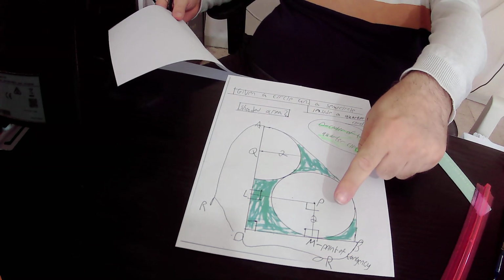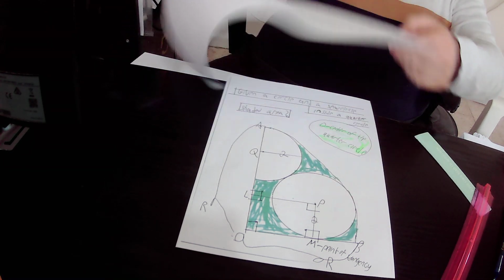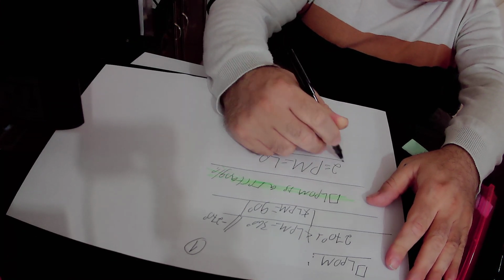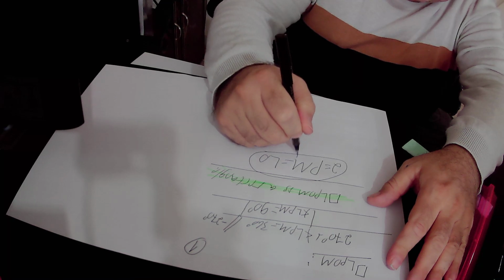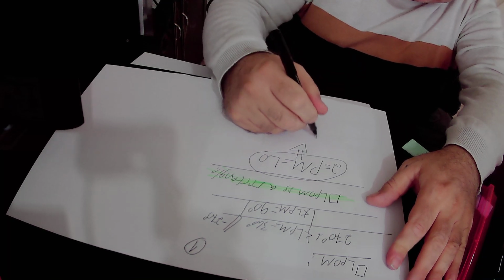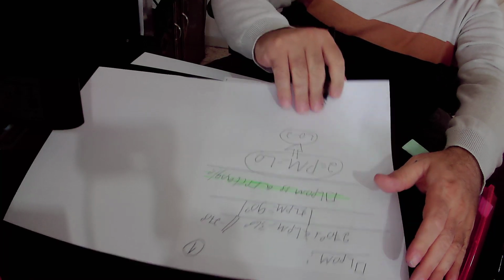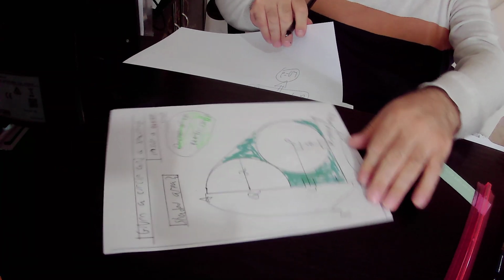But we know that PM equals 2 units, so we can write here that PM equals 2 units. And from this equation, 2 equals PM equals LO, we will derive that LO is also equal to 2 units.